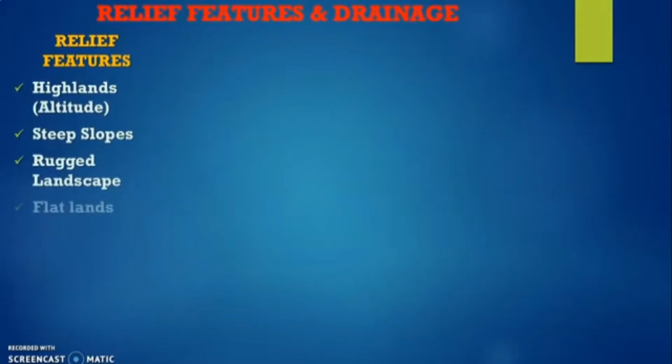Before I start these regions, let me give a little introduction about what relief features and drainage are. When we talk about relief features, for example, we have highlands. Altitude means heights. Then steep slopes. There are certain slopes we have: uniform, gentle and steep. The rugged landscape, which is basically irregular landscape. Flatlands, for example the plain areas. Deep valleys. These are a few examples regarding the relief features.